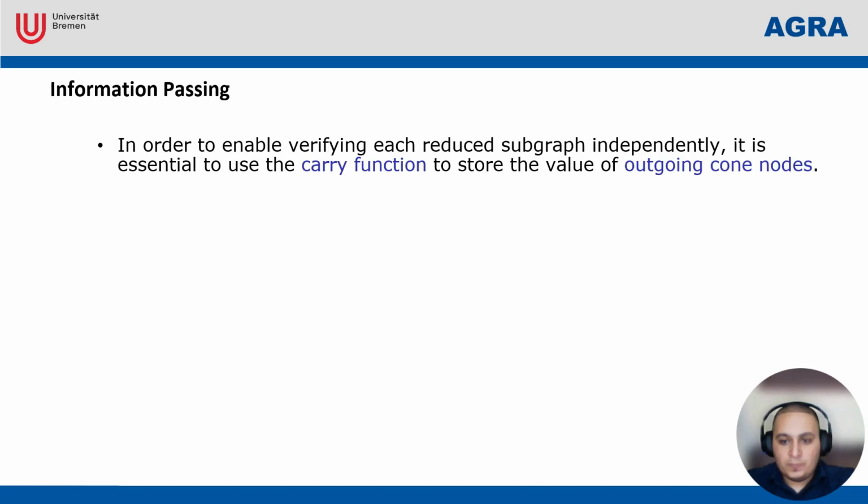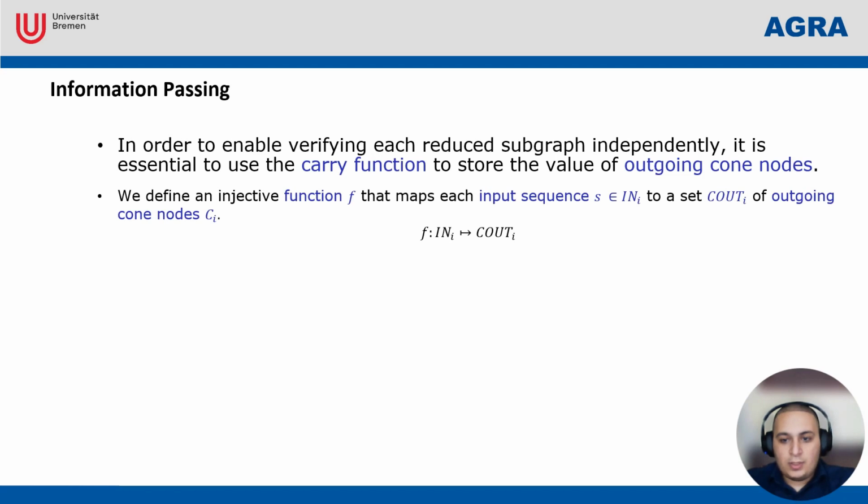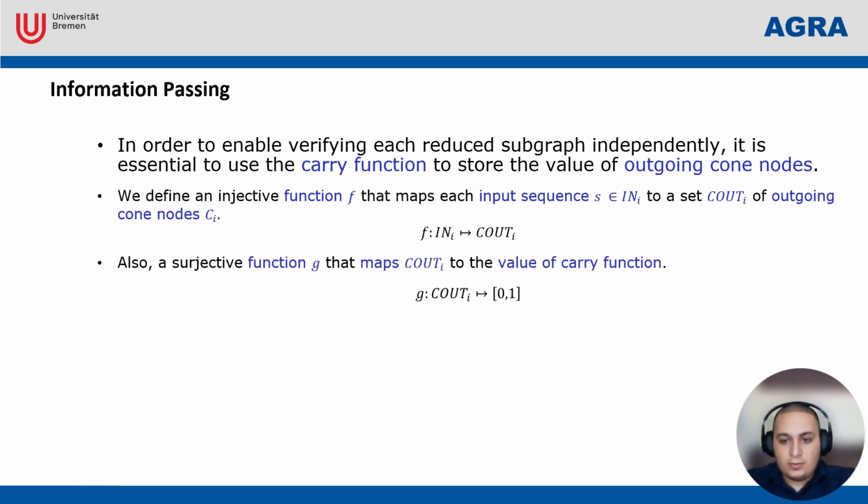So roughly speaking, we use the carry function of the current subgraph to store the value of the outgoing con nodes. So first we introduce an injective function that maps each input pattern to a set of outgoing con nodes. Second, we use a surjective function that maps the value of outgoing con nodes to the value of the carry function. And the results of both functions, we store them in a hash table.